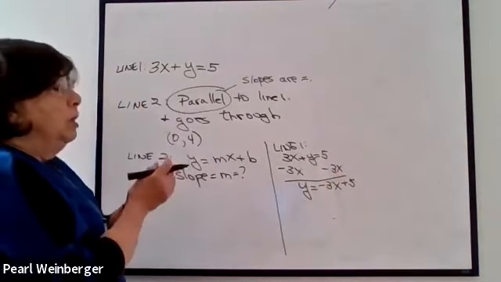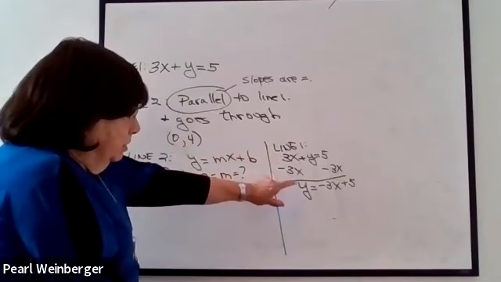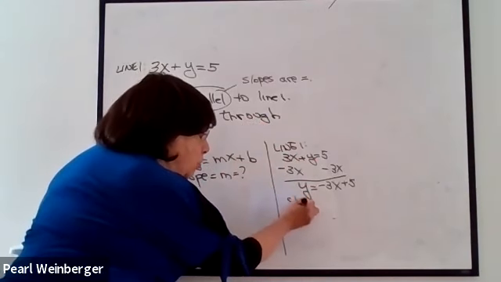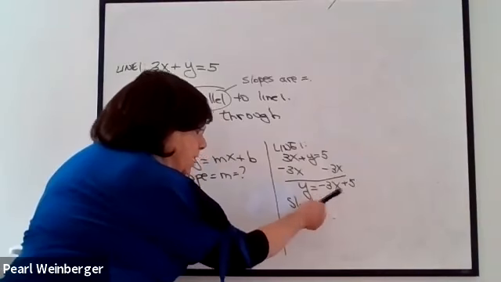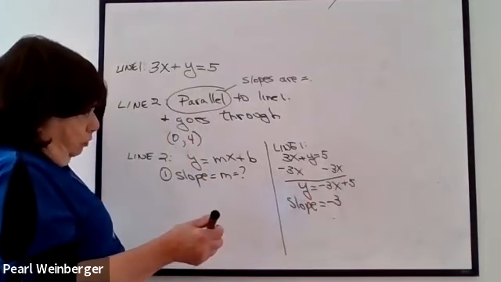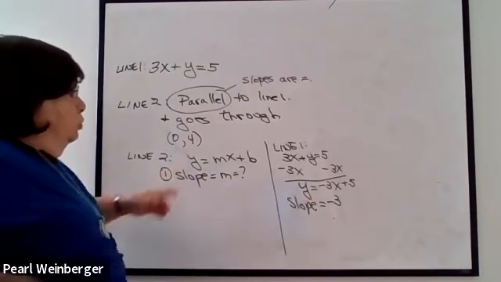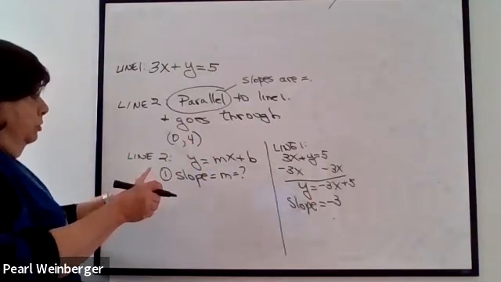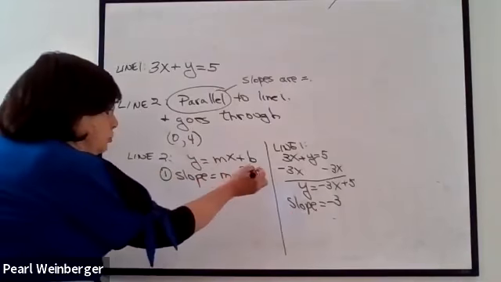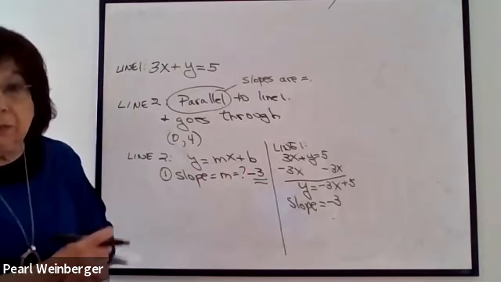I know line 1 has this equation. Now that's not the equation I'm looking for, because that's not line 2, that's line 1. But what it does tell me is that my slope happens to be negative 3, because once I get the y alone, the number in front of the x, the coefficient of the x, is the slope. So now I know the slope for line 1 was negative 3, so the slope for line 2 also has to be negative 3, because the 2 lines are parallel.